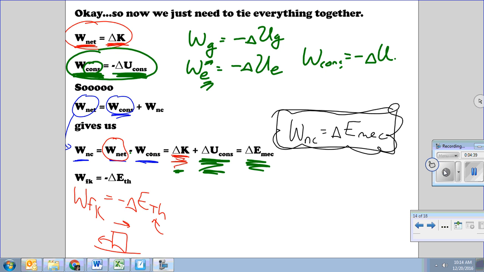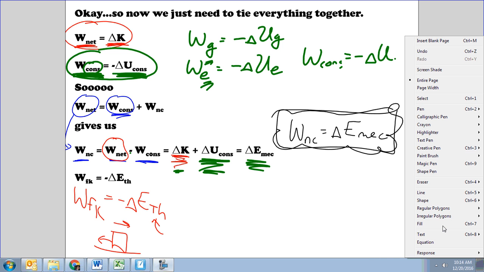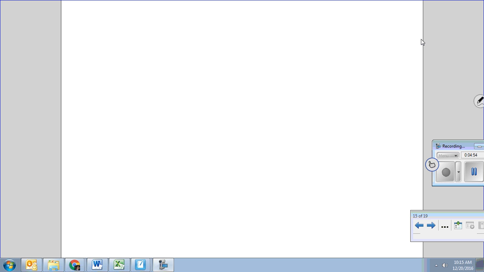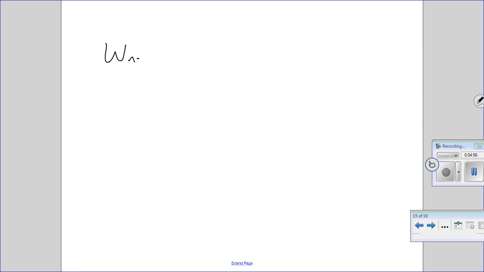Okay, so what you're going to see here is that in solving these problems, there are basically three ideas that are very, very central to how I solve these problems. Let me summarize those real quick. Here are the three big things. So first of all, the work kinetic energy theorem. That gets used frequently.